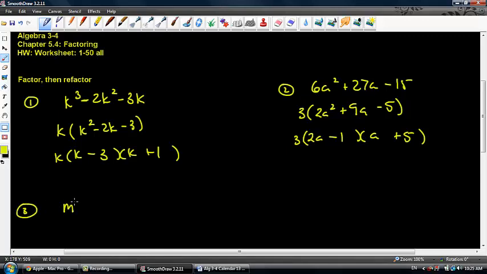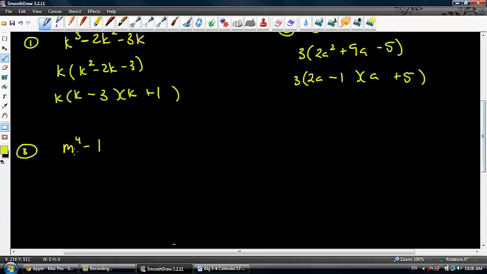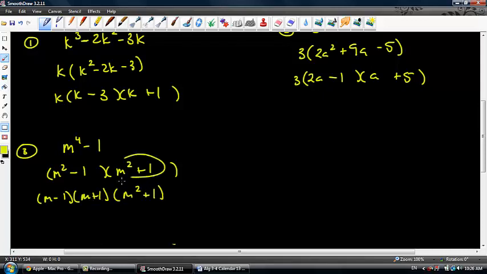Number 3, here comes a difference of two squares version of this. If I decide to factor out this difference of two squares, I end up with m squared minus 1 times m squared plus 1. Now this m squared minus 1 can refactor into m minus 1 times m plus 1, and then m squared plus 1. You can't factor this thing because it's not a difference, it's a sum of two squares.